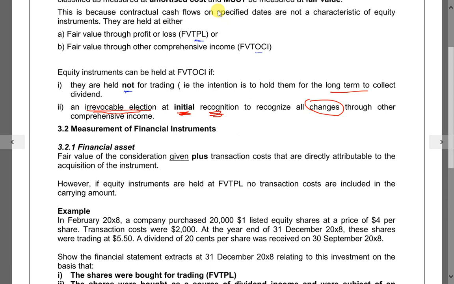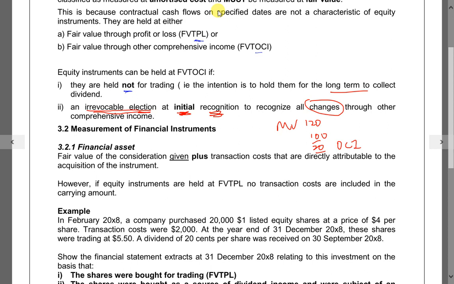Then any changes, meaning any movement. Okay, $100 and the price went up to 120. The 20 will go to OCI rather than P&L. Irrevocable election. So they make an election, and this cannot be revoked, cannot come back. What they do is they have a meeting, and they agree that any increase or decrease will go through OCI.